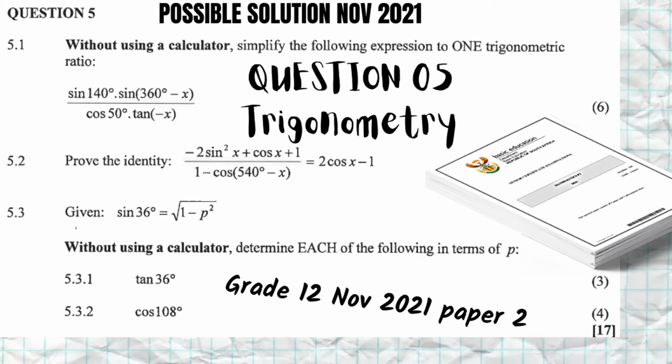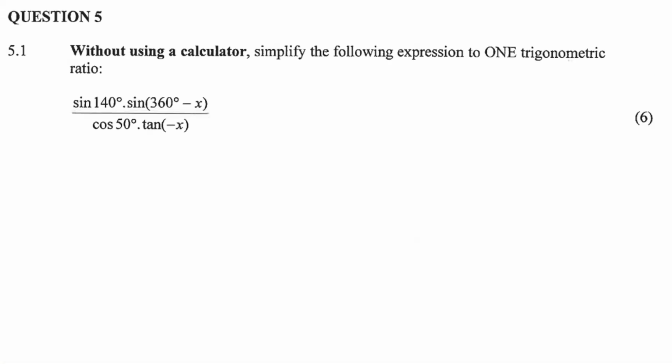Today we're gonna start with your Paper 2 from your Grade 12 November 2021 past paper, and we're just gonna start with trigonometry, and that is your Question 5. Question 5.1 says, without using a calculator, simplify the following expression to one trigonometric ratio. Sometimes they say to a single trigonometric ratio.